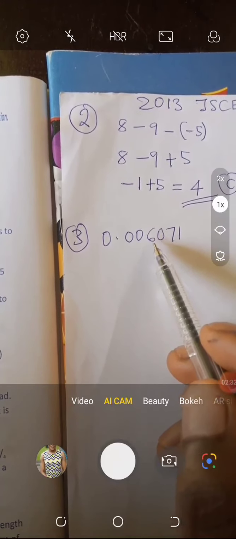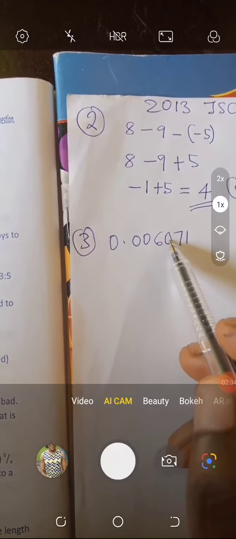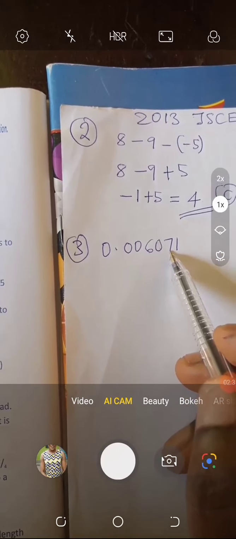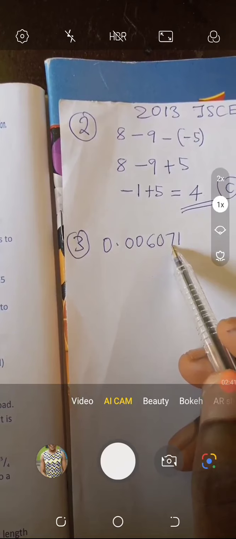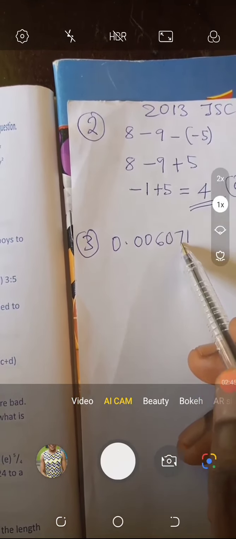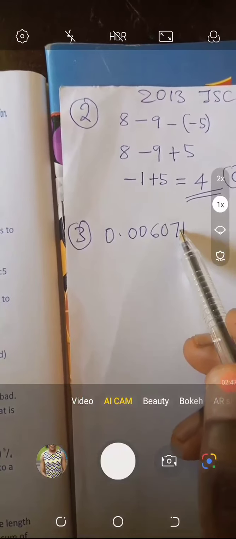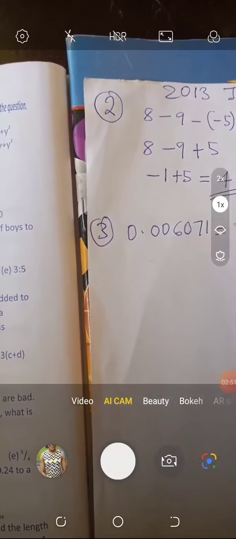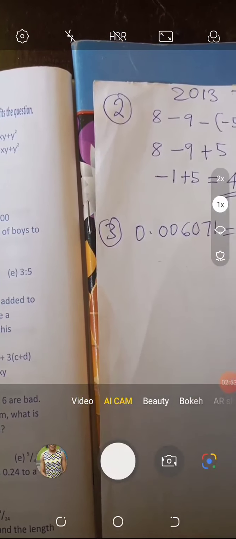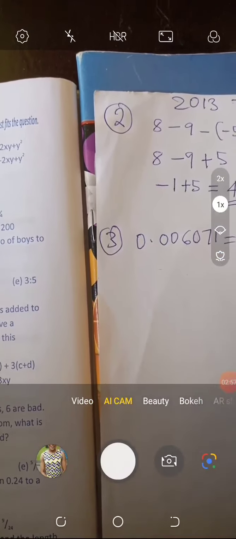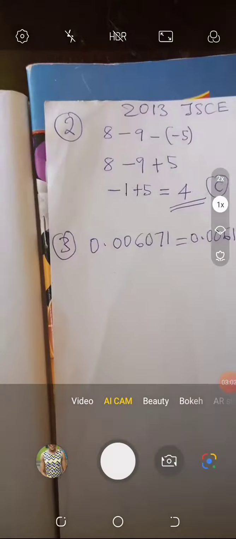Remember they say two significant figures, so 1, 2. Round this. Remember numbers from 0 to 4 are rounded down to get 0, and numbers from 5 and above are rounded up to get 1. So 7 is one of those numbers we can round up to get 1. If we add 1 to this 0, we have 1. So our answer becomes 0.00, we repeat these numbers, 0061. So this is to two significant figures.